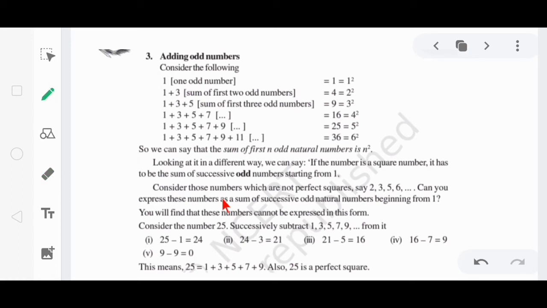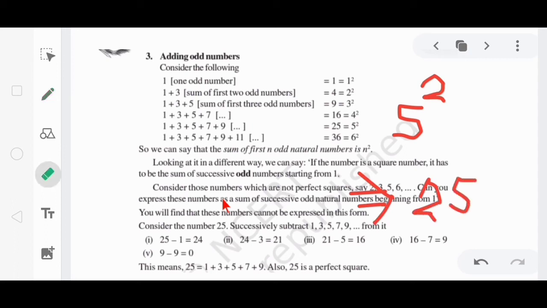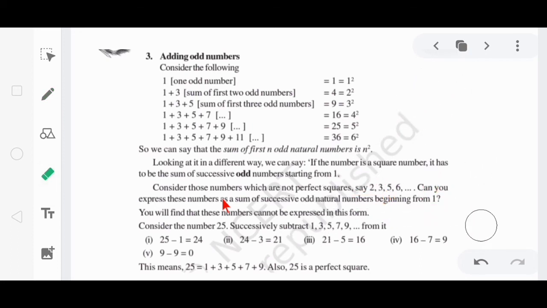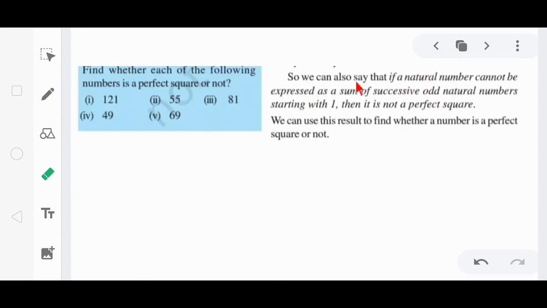Means if you have to find the sum of the first 5 odd numbers, write 5 and find the square of 5. That will be your answer, 25. So 25 is the sum of the first 5 odd numbers. Similarly, you can find the sum of odd numbers up to any digit. You have to count them and find the square of that count. If a natural number cannot be expressed as a sum of successive odd natural numbers starting with 1, then it is not a perfect square.